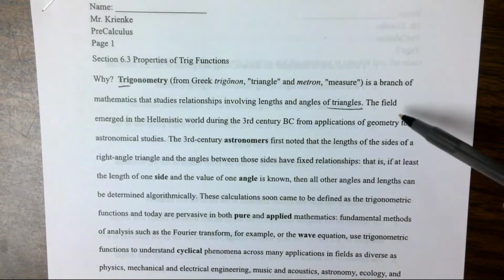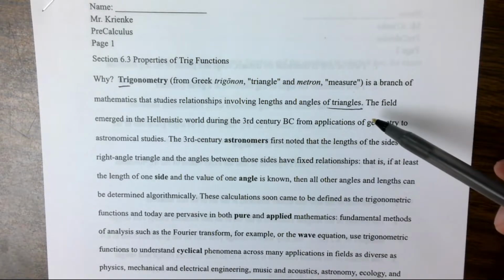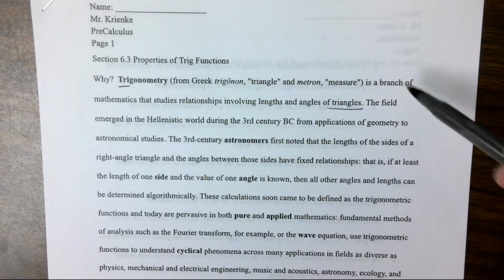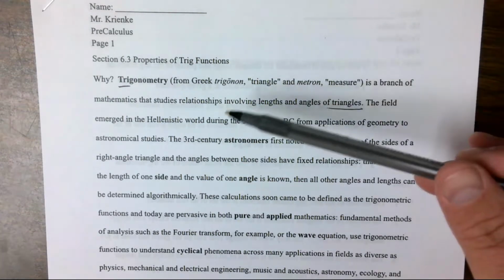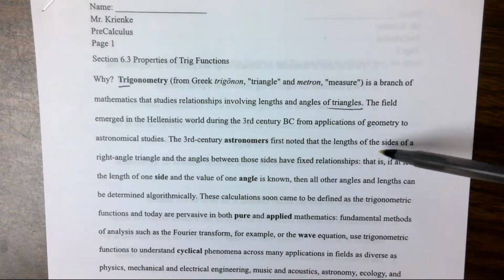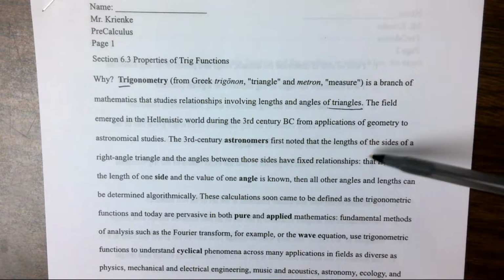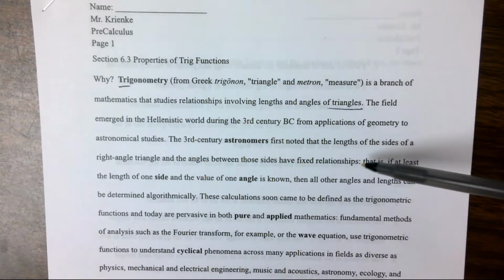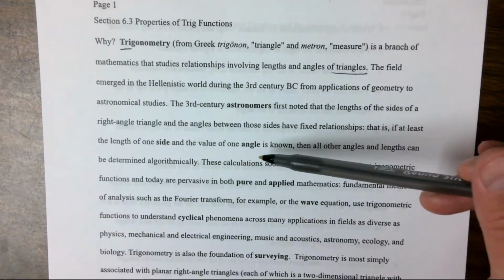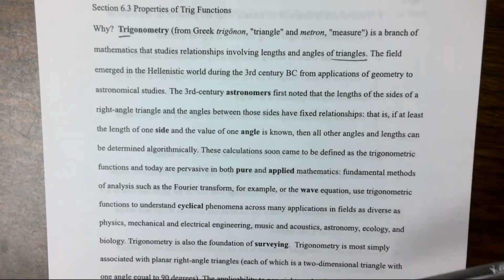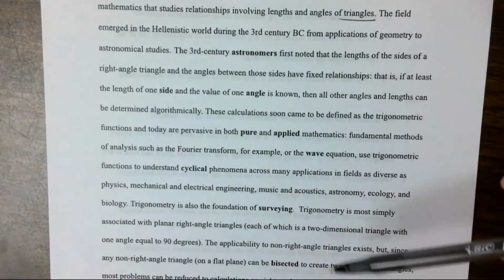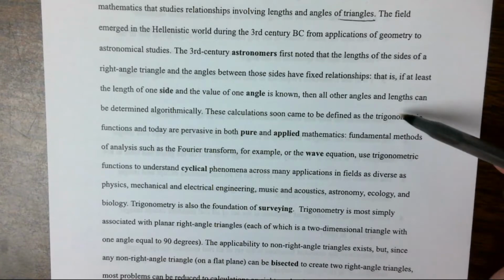The field emerged in the Hellenistic world during the 3rd century BC from applications of geometry to astronomical studies. They noticed the sides of the right triangle and the angles have fixed relationships. If you know at least one side and one angle, then everything else can be determined algorithmically, which is the same as algebraically. And then that turned into trig.